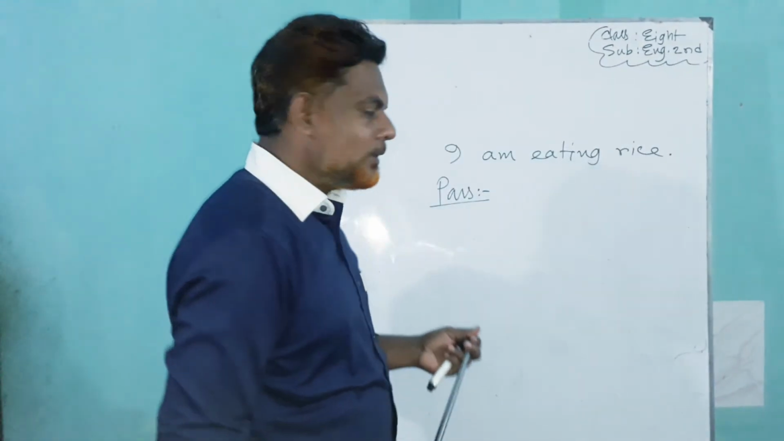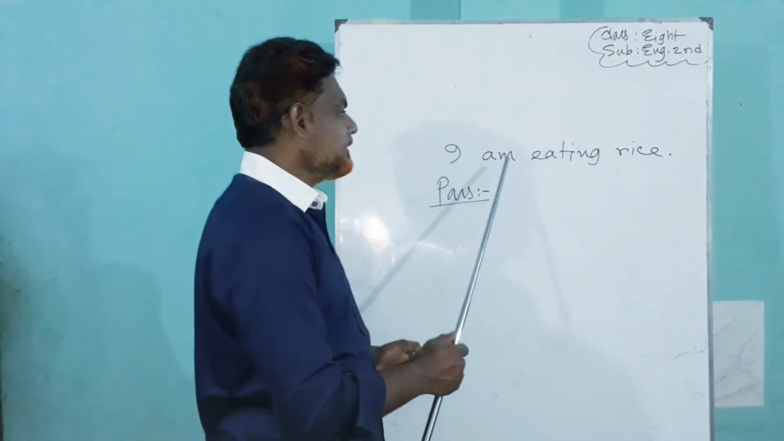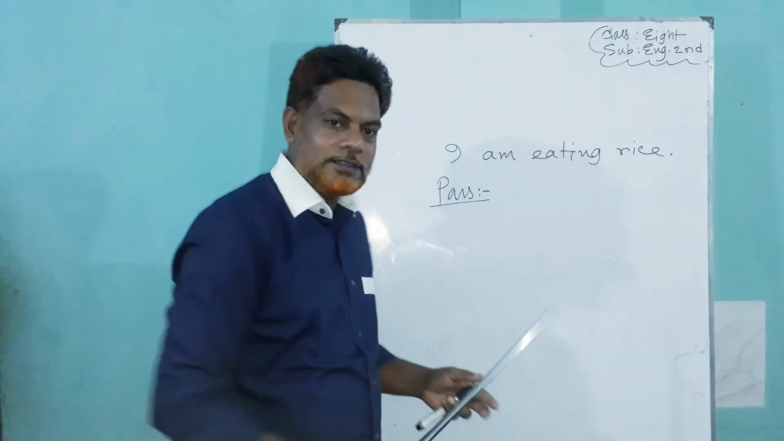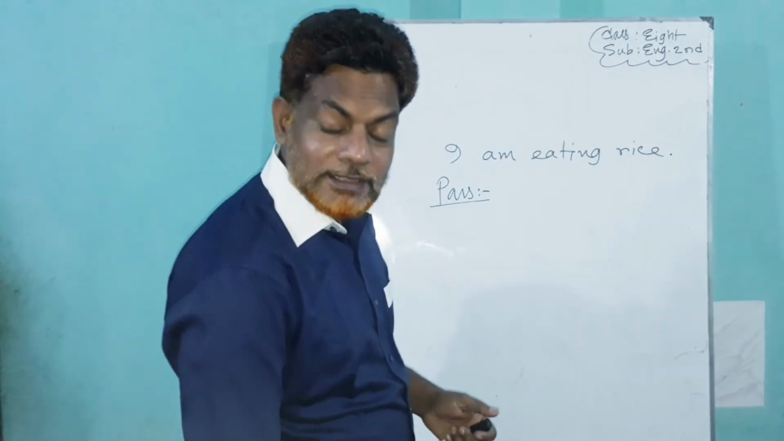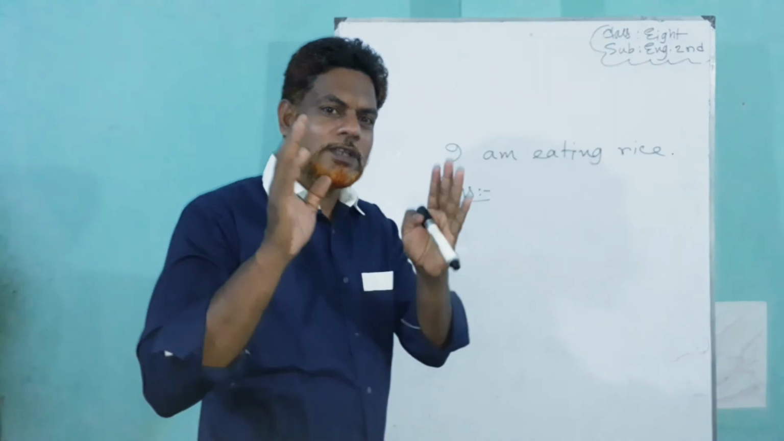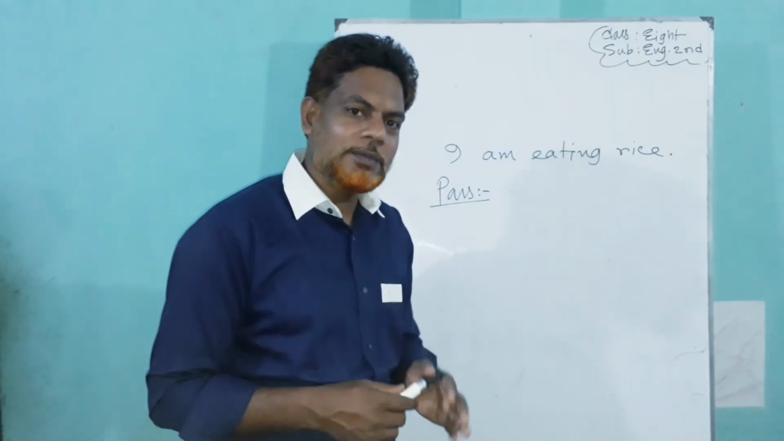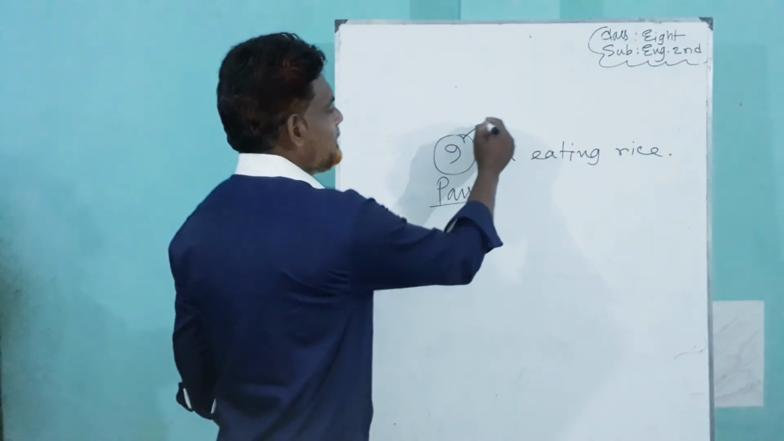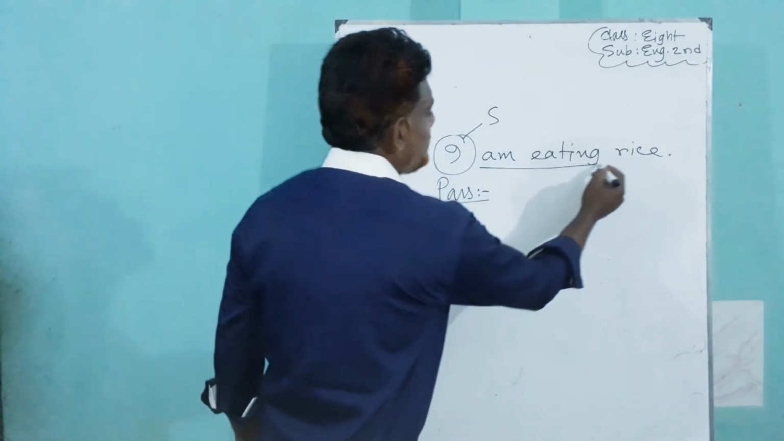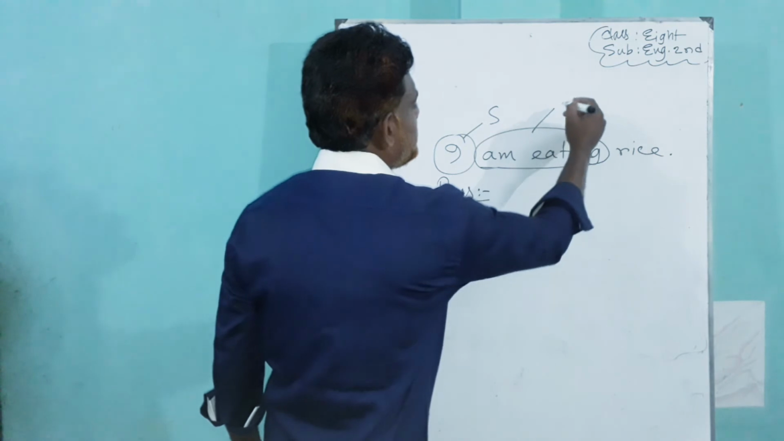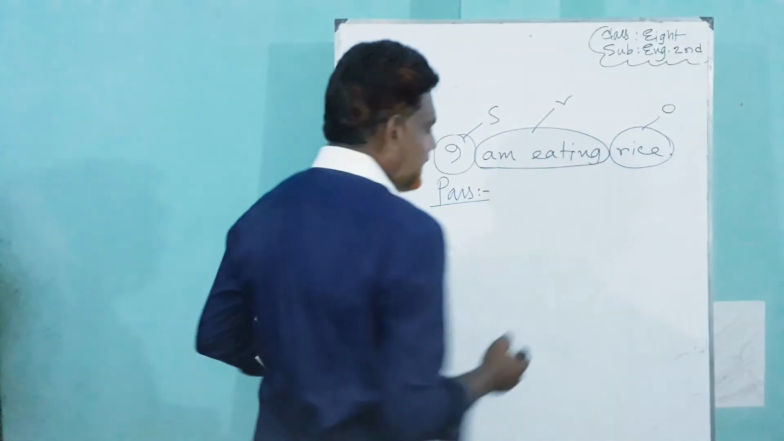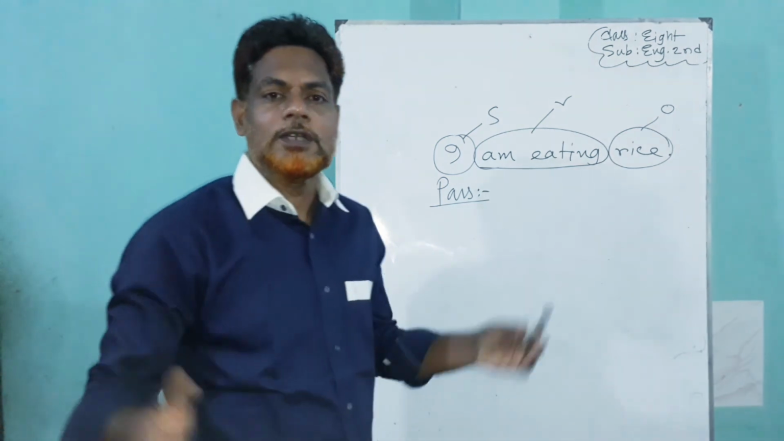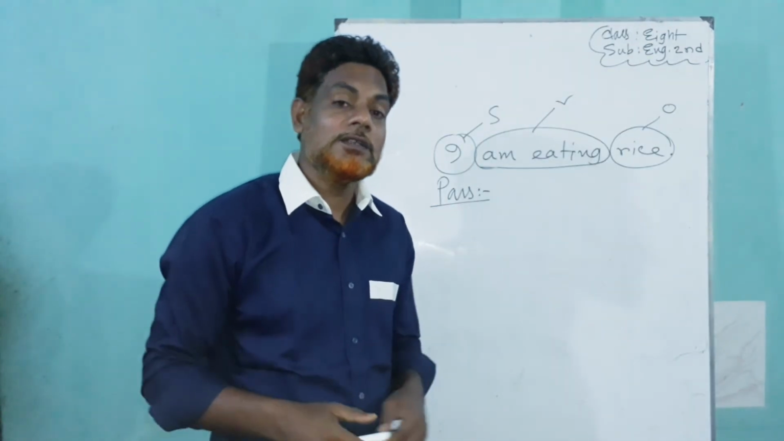Dear students, look at another example. I am eating rice. I have said to change the active voice into passive, you have to find out 3 things: subject, verb and object from the active voice. What is the subject in this sentence? I is the subject. What's the verb? There are 2 verbs. And what's the object? Rice is the object. That means we have found out 3 things: subject, verb and object.